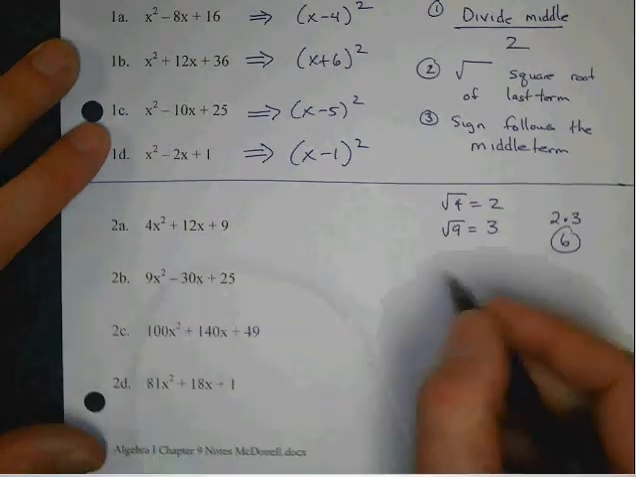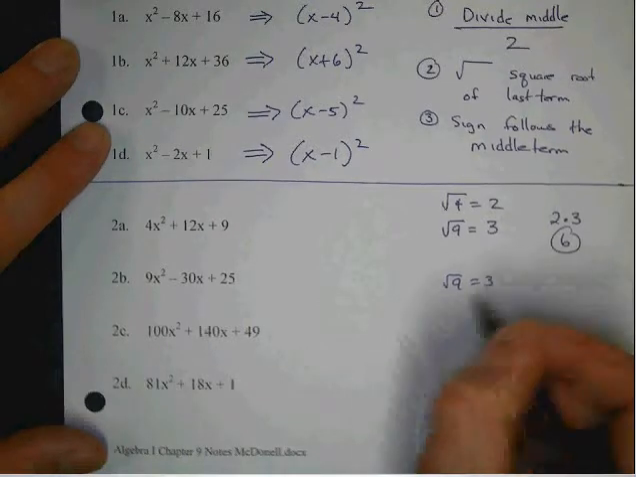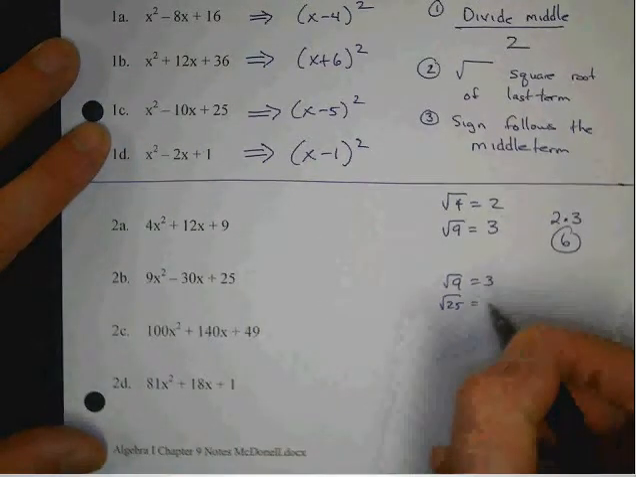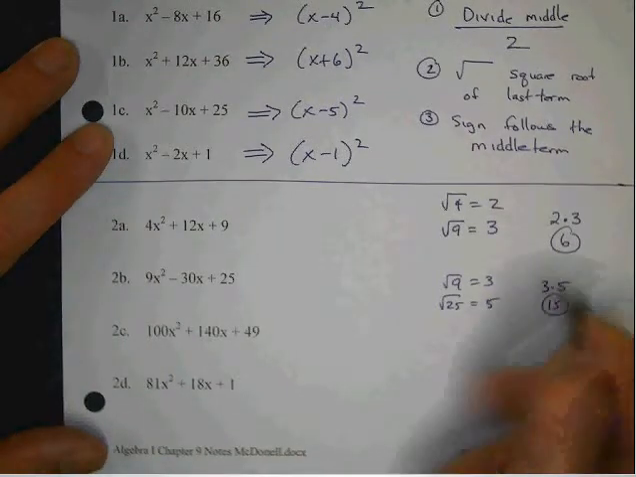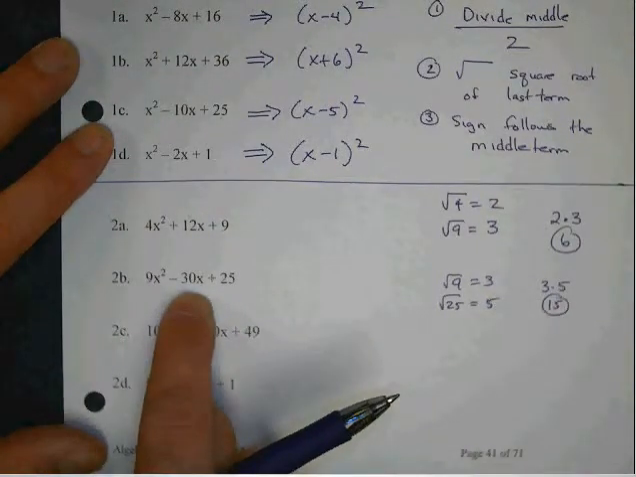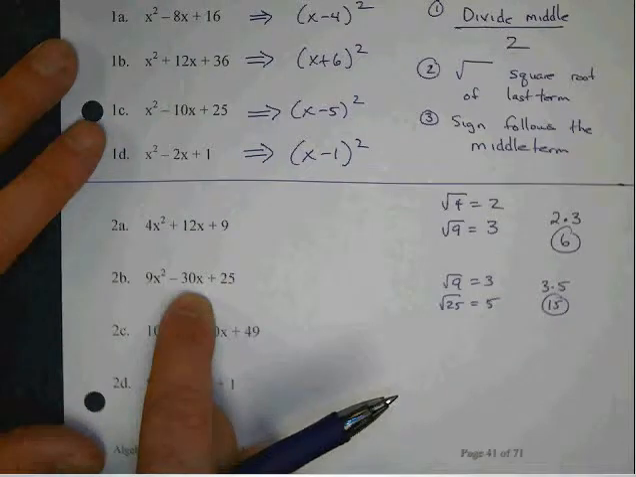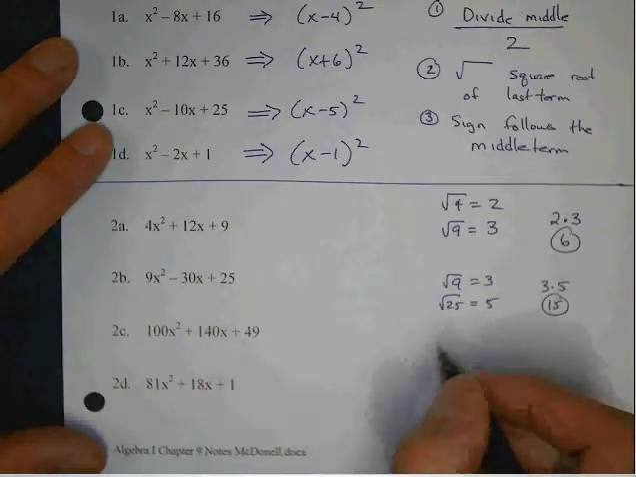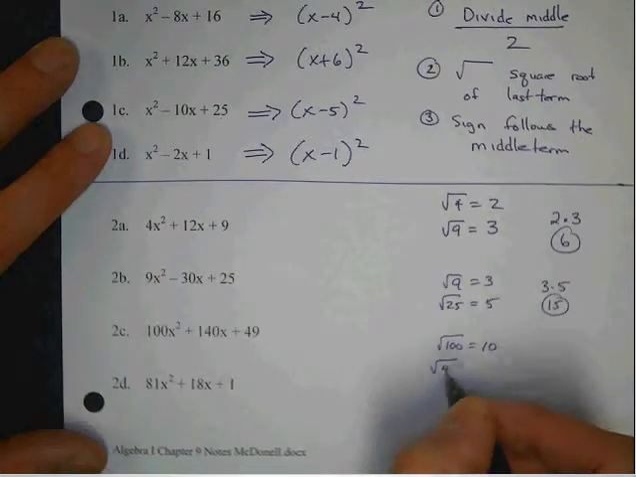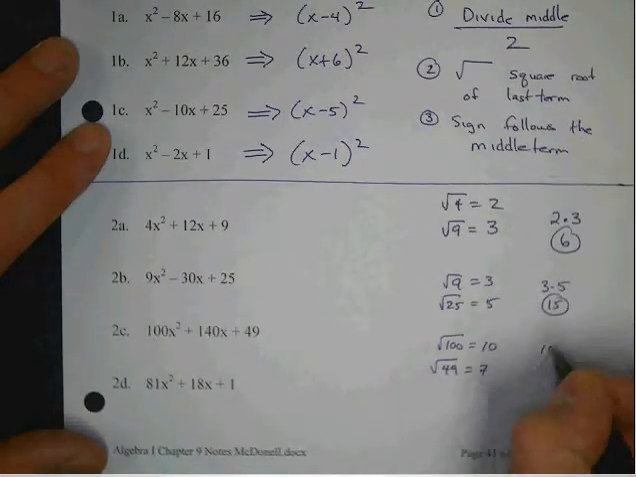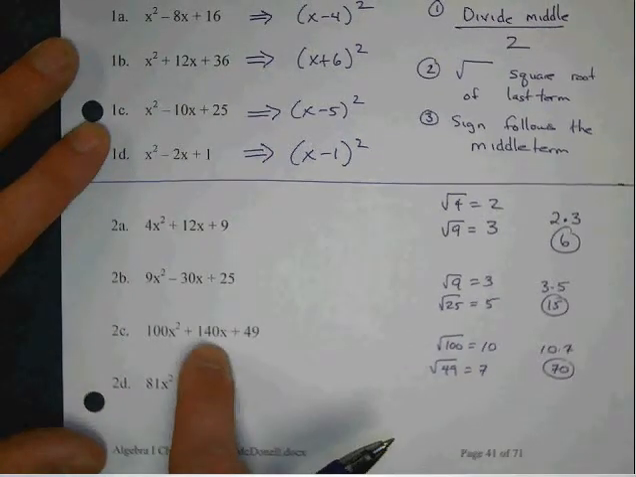Let's look at the next one. What's the square root of 9? What's the square root of 25? What's 3 times 5? Look at the middle term. Divided by 2. No, that's negative. Does it check on C? Square root of 100. Square root of 49. What's 10 times 7? How does that relate to the middle?